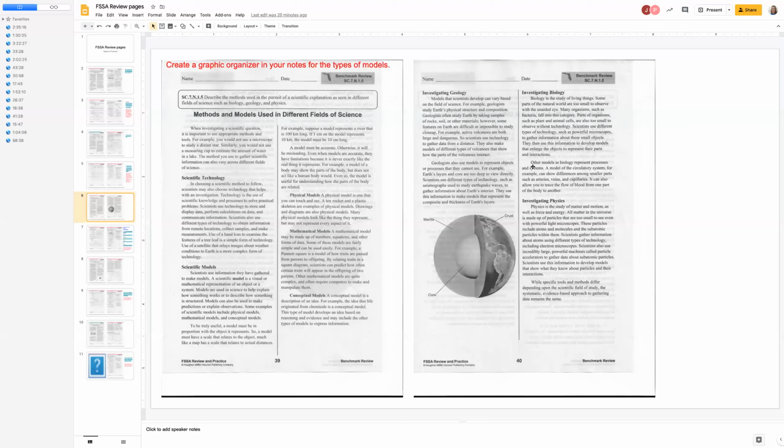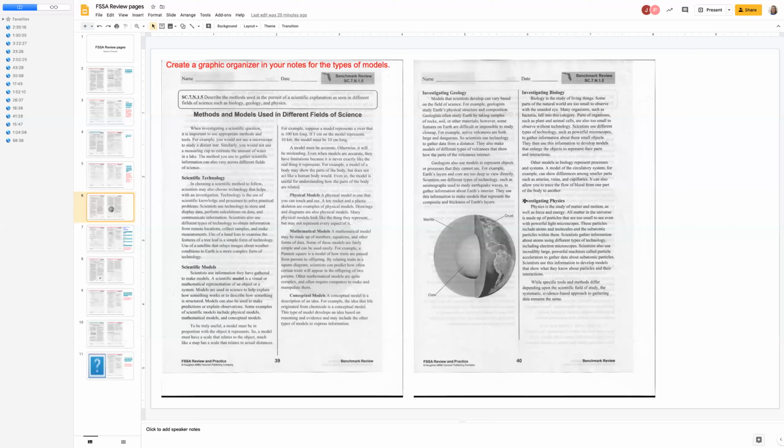Other models in biology represent processes and systems. A model of the circulatory system, for example, can show differences among smaller parts, such as arteries, veins, and capillaries. It can also allow you to trace the flow of blood from one part of the body to another. Okay, so those are examples of models in life science.